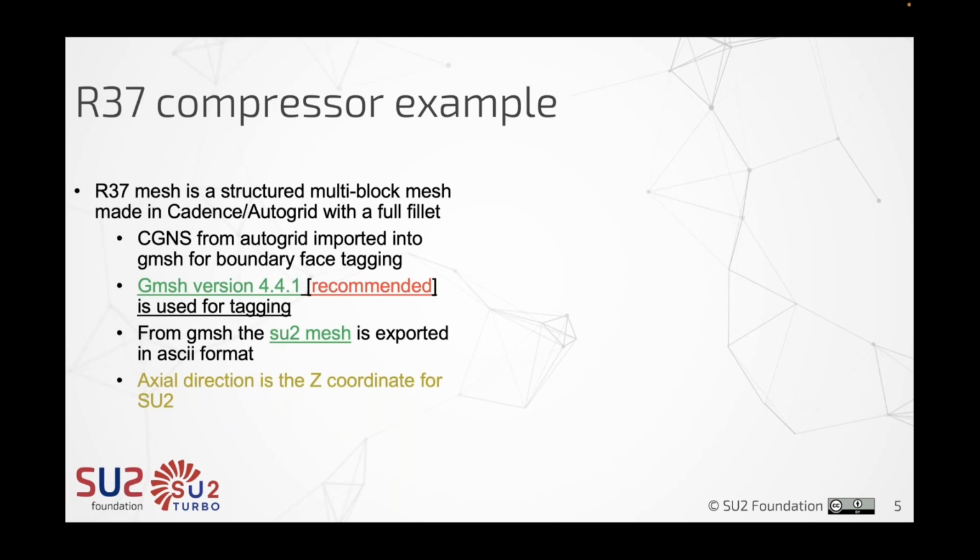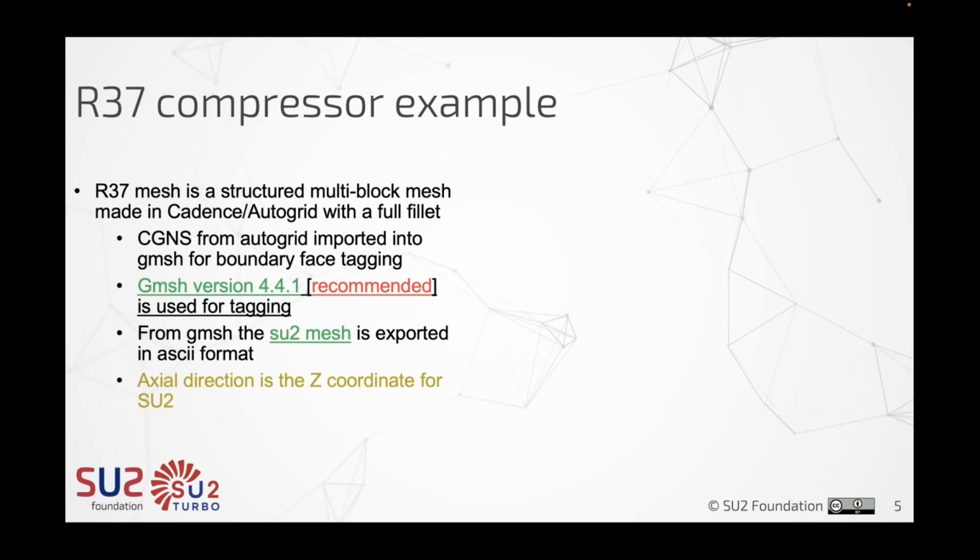For the mesh, we use Cadence AutoGrid for all our meshes. It's a multi-block structured mesh. Once you get the CGNS file, we export it, and then I import it into GMSH. But this is something all of you have to pay close attention to: you have to use this particular version. It's an older version.